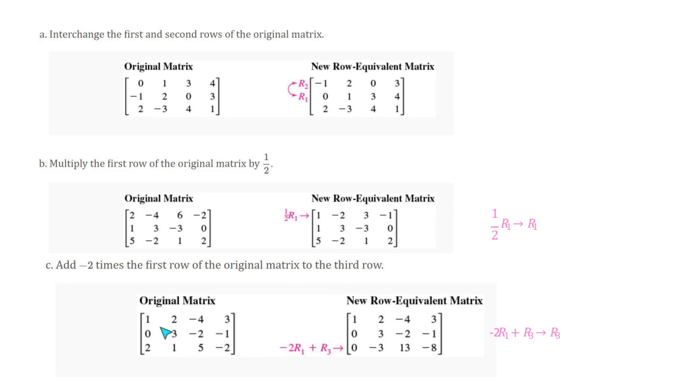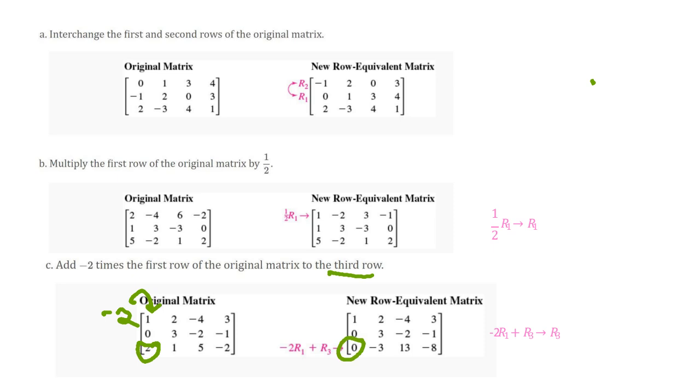So here, what they want us to do is take -2 and multiply it times the first row. So -2 times this first row. So -2 times 1 is -2. And then it says add to the third row. So -2 plus this 2 is going to give me a 0.